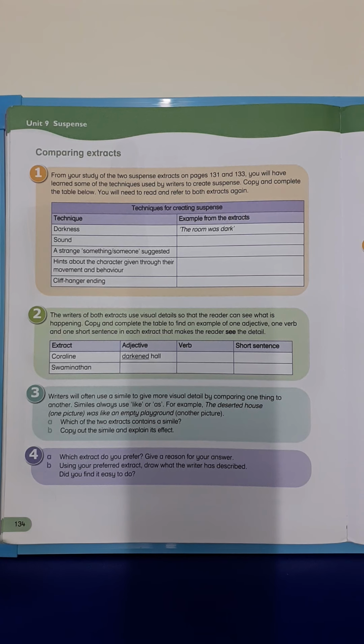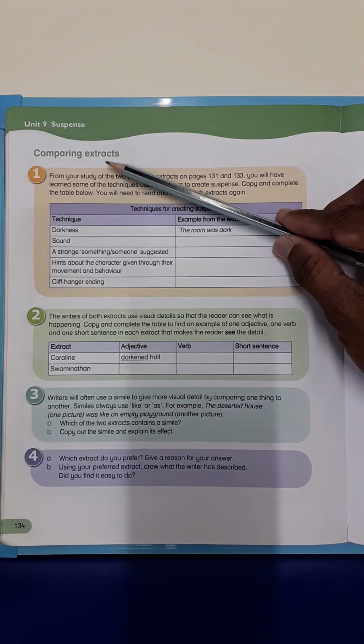Kindly take out your learner's book and please turn to page 134. Today's lesson objective is to identify techniques for creating suspense. Let us look at this section, comparing extracts.